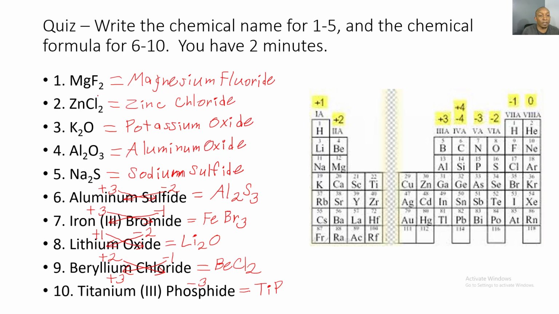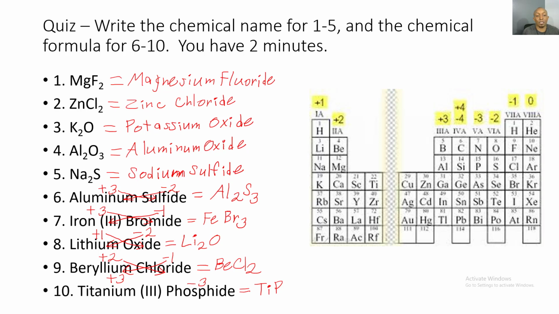For this first one, we have MgF2, which ends up being magnesium fluoride. For our second one, we have ZnCl2, which ends up being zinc chloride. Our third one, K2O, potassium oxide. Our fourth one, Al2O3, which is aluminum oxide. Our fifth one, Na2S, which is sodium sulfide.